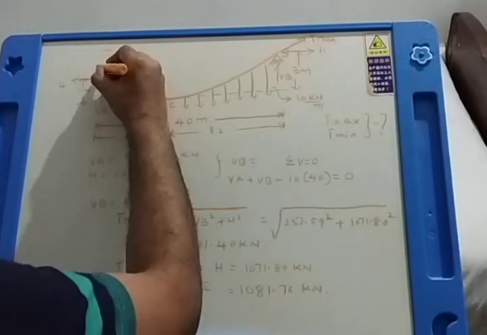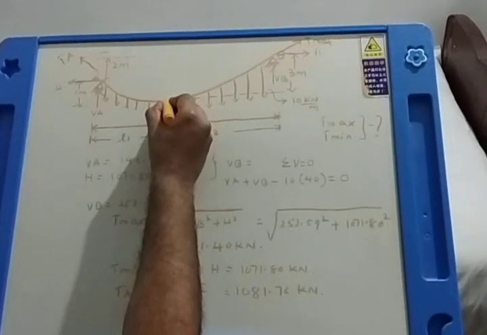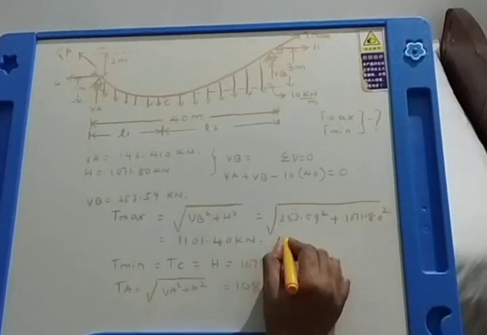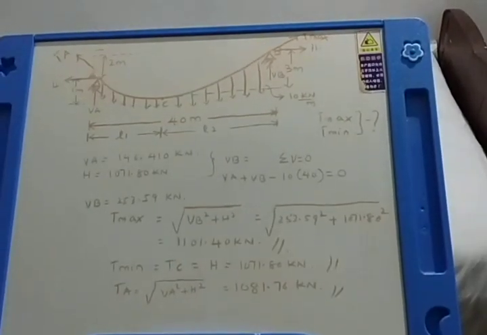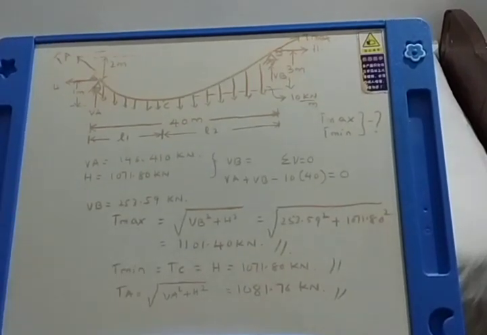This is Tmax, and this is TA. And at point C, that is T minimum. So these are very important findings. I hope you have understood, and you are going to get questions like this in the examination. You have to do a lot of practice.